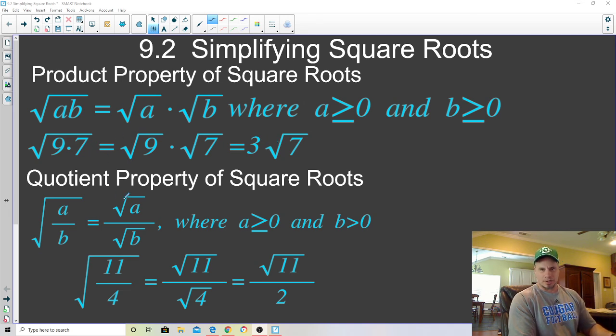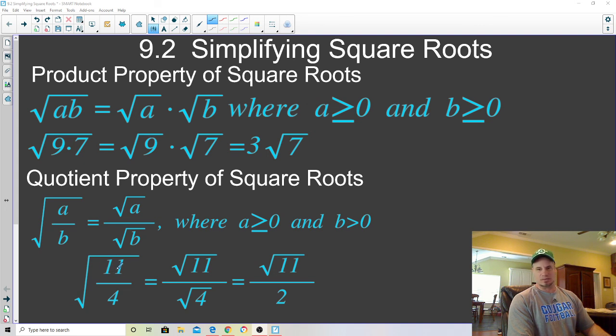The quotient property of square roots is pretty much almost the same thing. If we have a fraction inside the radical, we can split the numerator and the denominator up into their own radicals. So we can do square root of a over square root of b, as long as a is greater than or equal to 0, but b has to be greater than 0 because you can't divide by 0. It can't be equal to 0.